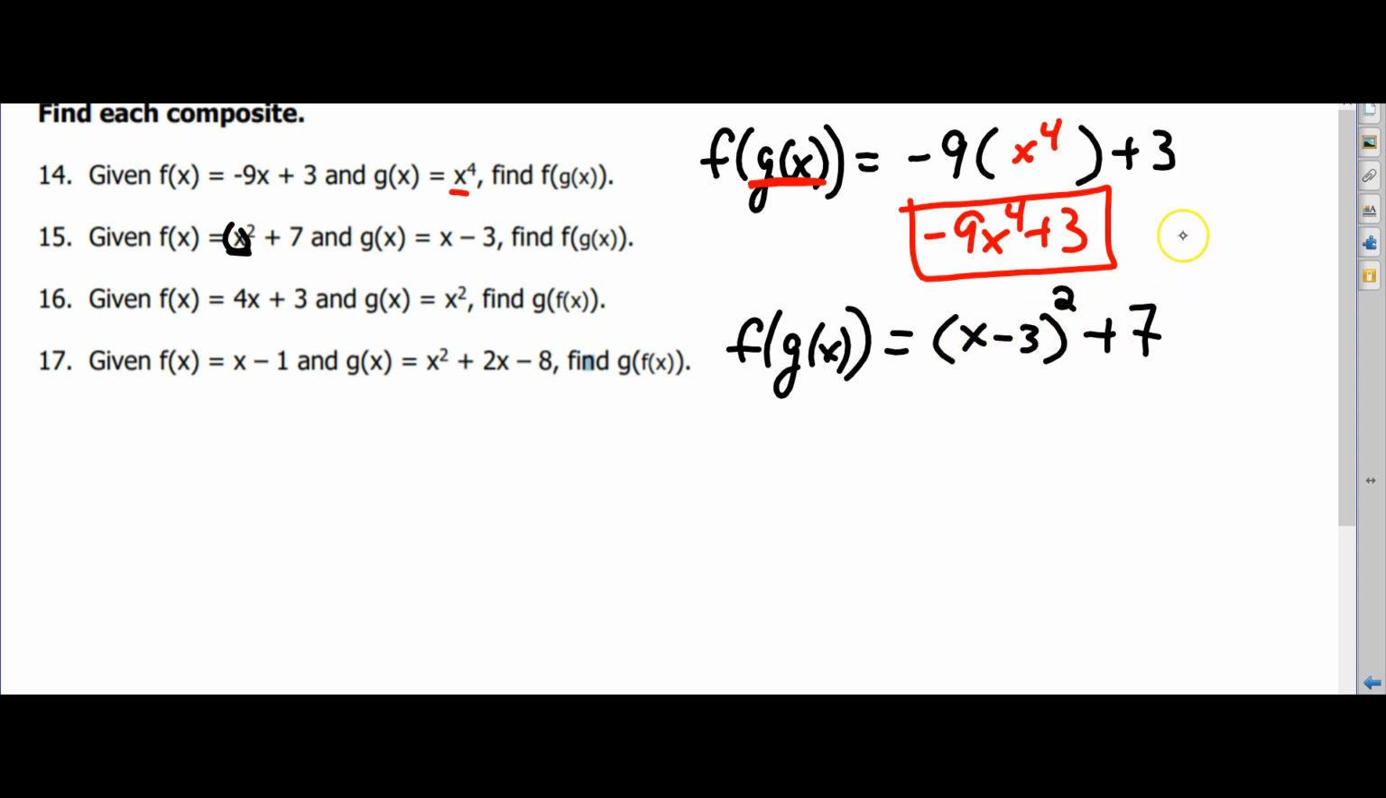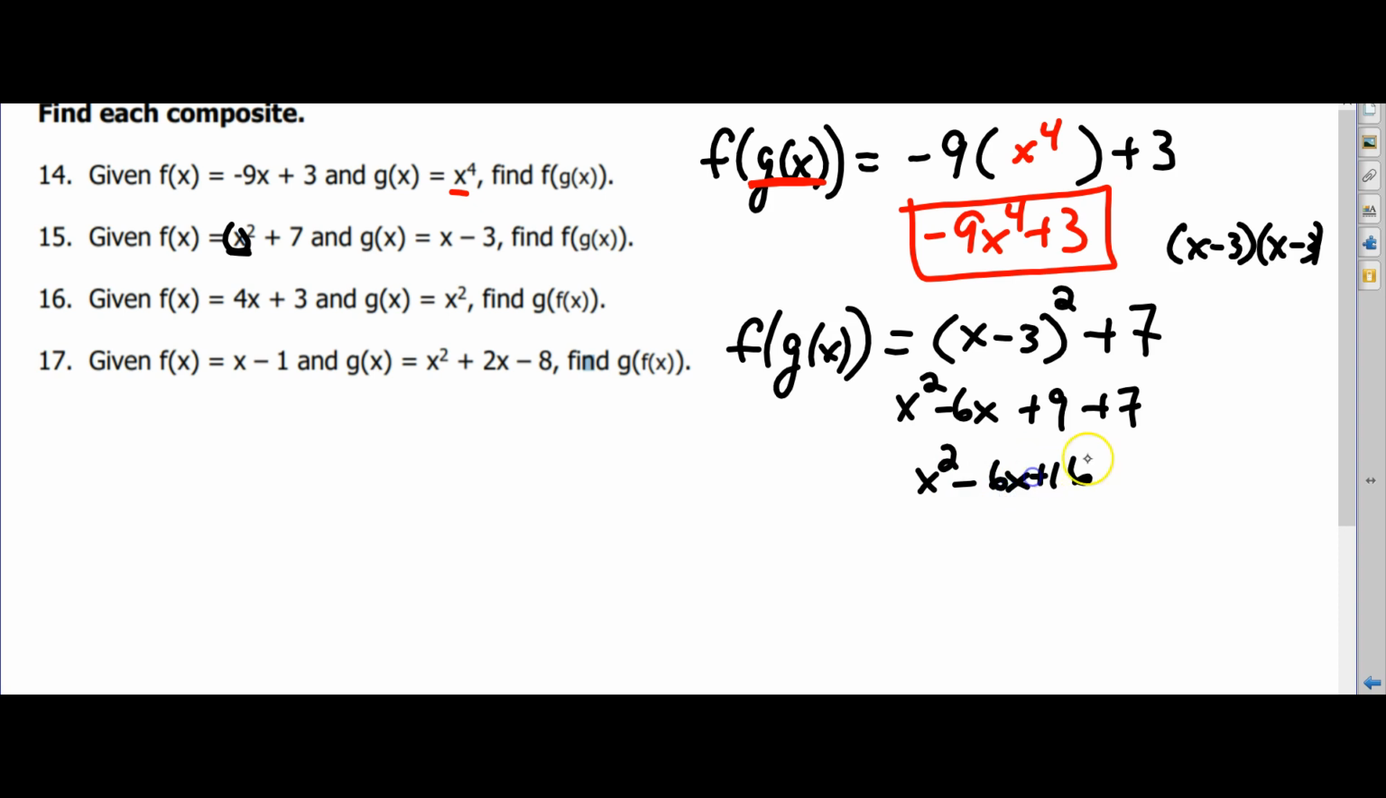You can write it out like x minus 3 times x minus 3 and FOIL it. But if you know the shortcut for a binomial squared, it's a lot faster. Square the x, square the 3, multiply the 2, so that's negative 3 times x, and double it. So I get negative 6x. And then bring down that plus 7. Now we're just going to combine our like terms. 9 and 7 give me 16. And so you get x squared minus 6x plus 16 as your answer for number 15.